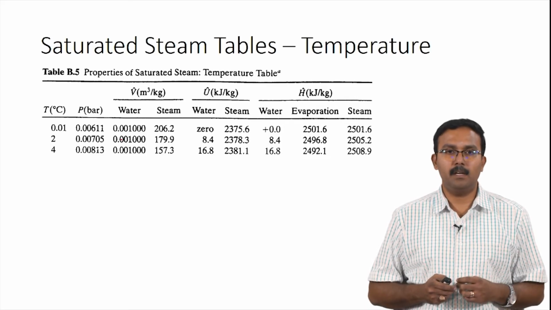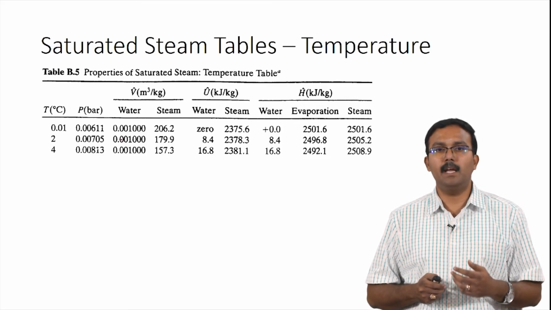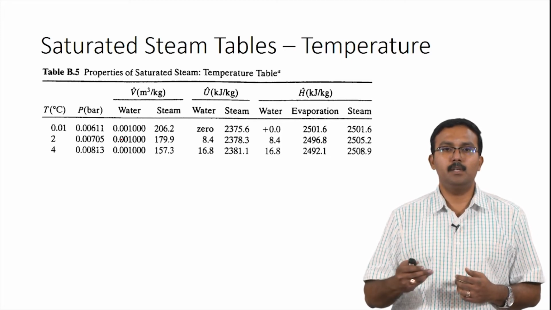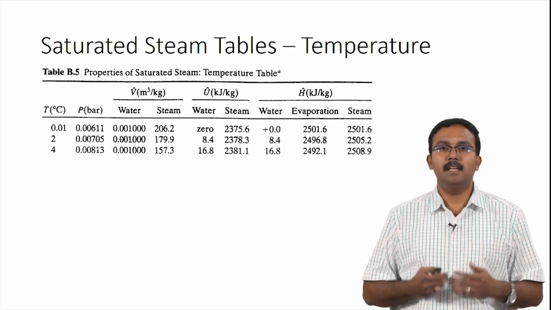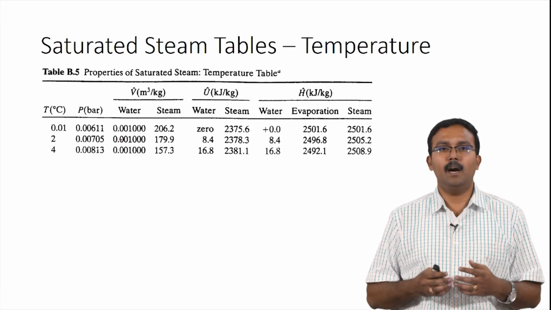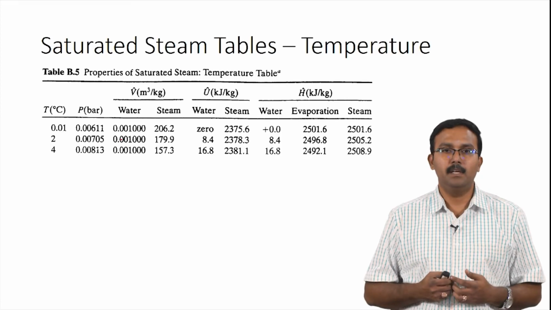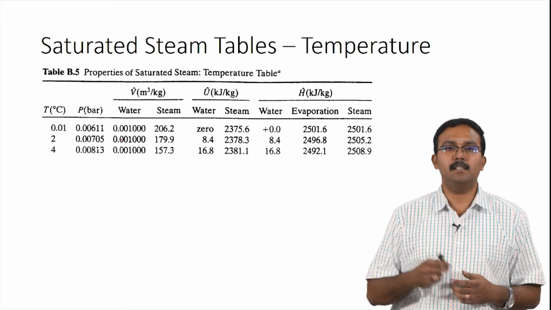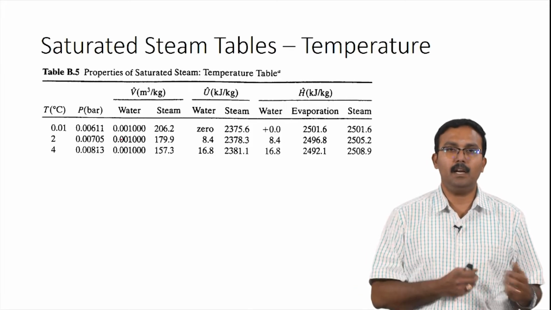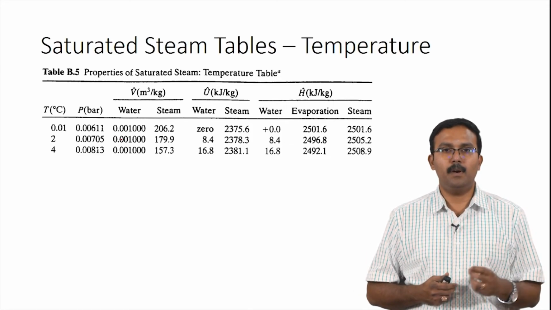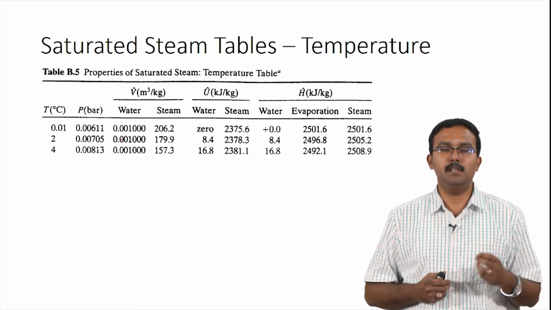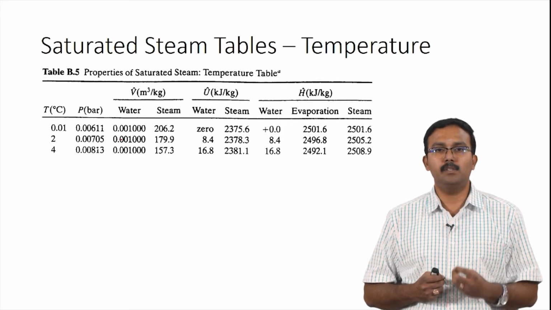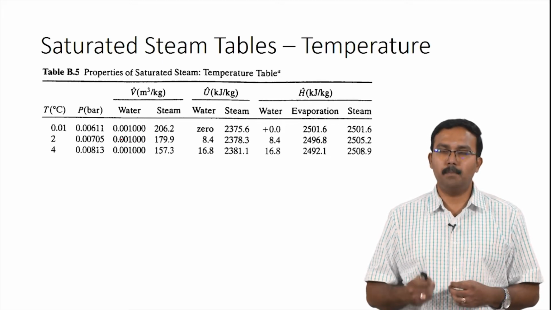Let us take one particular example. If we take 2 degrees Celsius and a pressure of 0.00705 bar, in that condition you have a vapor-liquid equilibrium where the temperature is 2 degrees Celsius and the pressure is the corresponding saturation pressure for that temperature. The first data point you see is 0.01 degrees Celsius and a pressure of 0.00611 bar. So, this is the triple point.